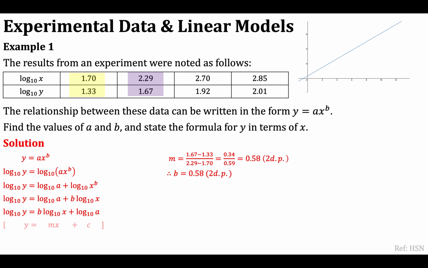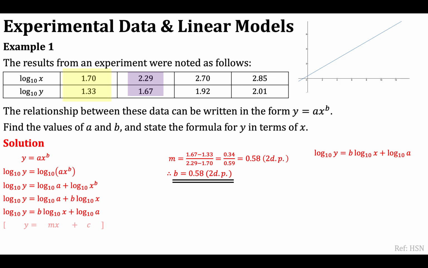And remember, b was the gradient. So that means that b here is 0.58 to 2 decimal places. And that was one of the questions we were asked, to find the values of a and b. So I've managed to find b here. Now, let's go back to this equation here. Log to the base 10 of y equals b times log to the base 10 of x plus log to the base 10 of a. Now I already have a value for b. I have 4 sets of values for log to the base 10 of y and log to the base 10 of x. And that should then allow me, if I substitute in here, to find log to the base 10 of a.